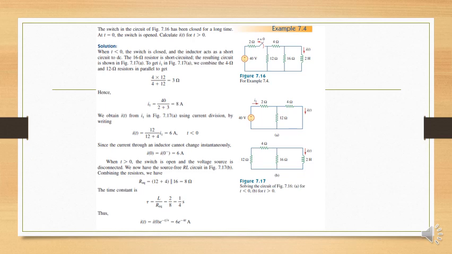This is the example related to response of RL circuit. Let's study the statement of the example. The statement says that the switch in the circuit of figure 7.16 has been closed for a long time. At t is equal to 0, the switch is open. Calculate i(t) for t greater than 0.